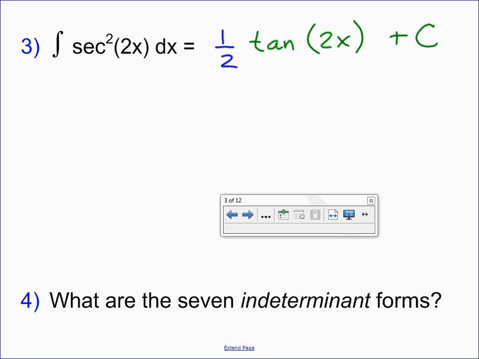Raise your hand if you had number 3 correct. Right? You have number 3 correct? You guys are rocking it. You're going to be all ready for today. I know it. All right.